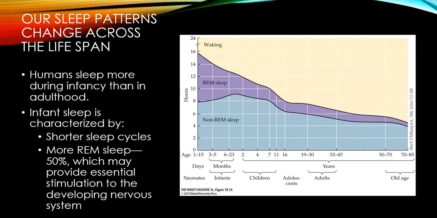Sleep patterns across the lifespan. What do we know? Well, infants sleep a lot more than adults. Infants will sleep up to 16 hours during the day and night, and at different parts. They wake up, eat, and then go back to sleep. And infant sleep has more REM sleep, right? They have shorter sleep cycles and more REM sleep, which seems to be essential in helping to develop the nervous system. And then as we get older, overall sleep time goes down, and the amount of REM sleep decreases as well.